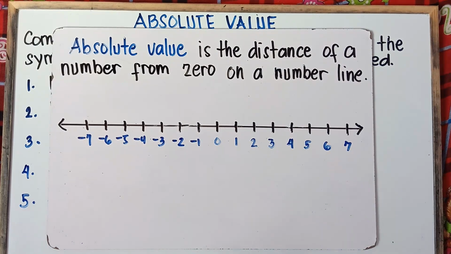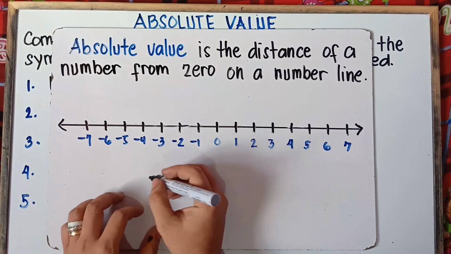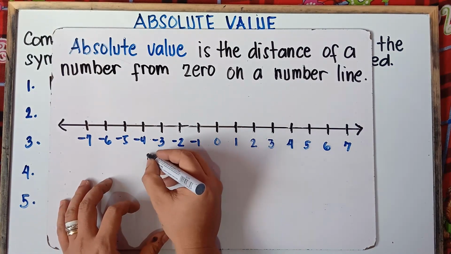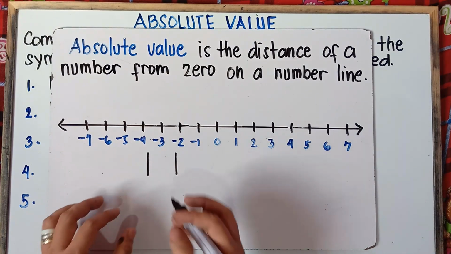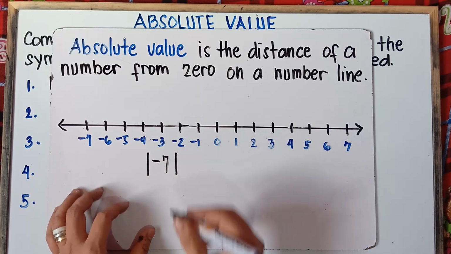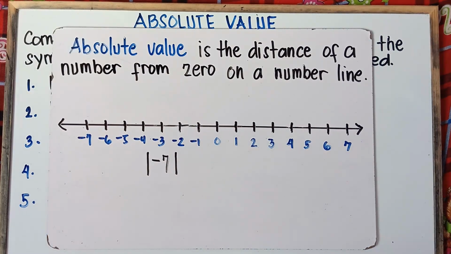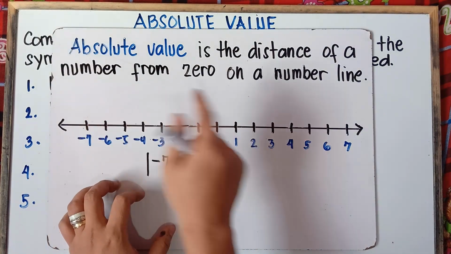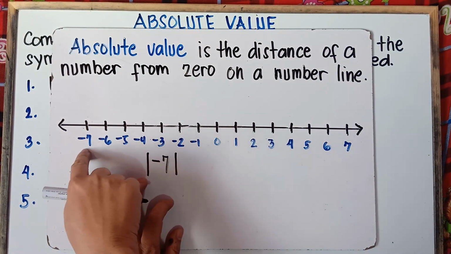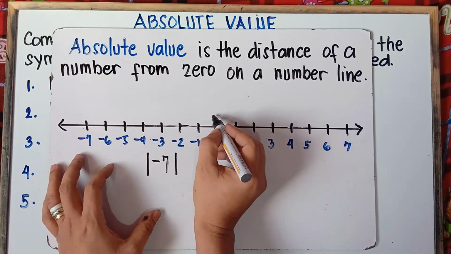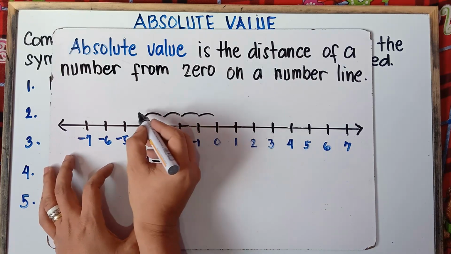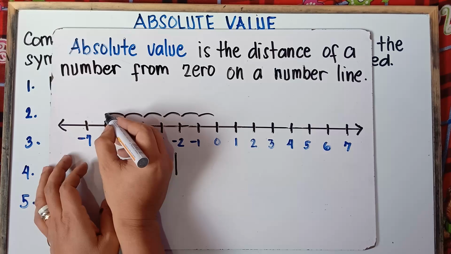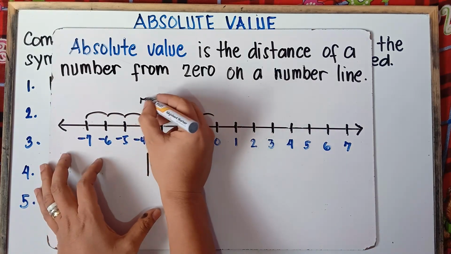Now, what if the teacher asks you, class, what would be the absolute value of negative 7? Once again, class, this will be the symbol of absolute value. There will be two vertical lines. The absolute value of a number, class, is the distance of the number from 0. So, 0 to negative 7, let's check how many units. 1, 2, 3, 4, 5, 6, 7. Therefore, class, that would be 7 units.